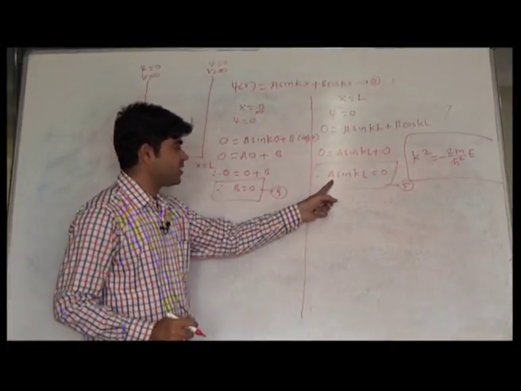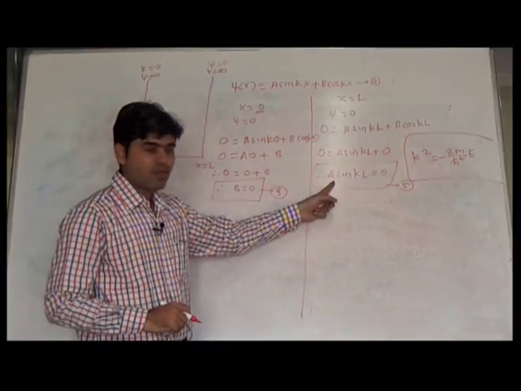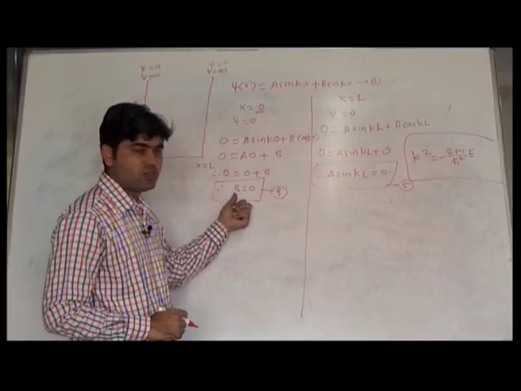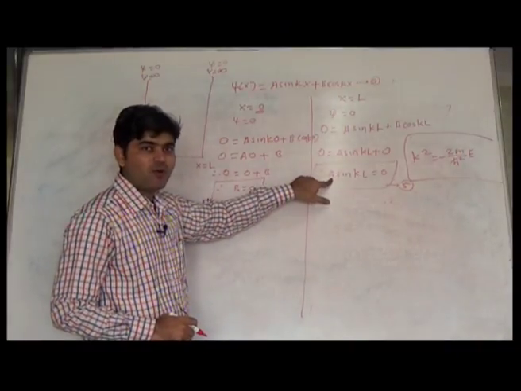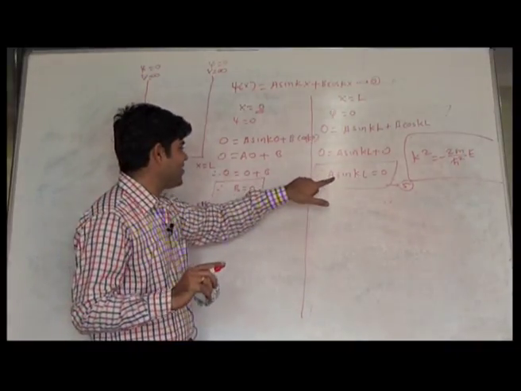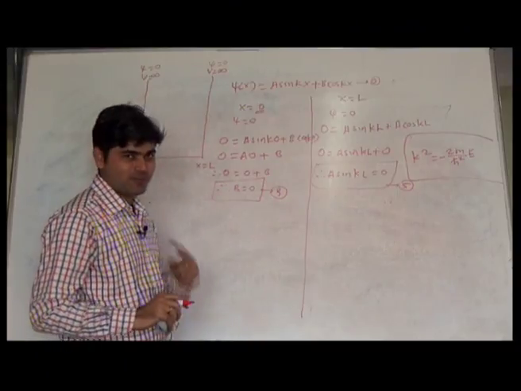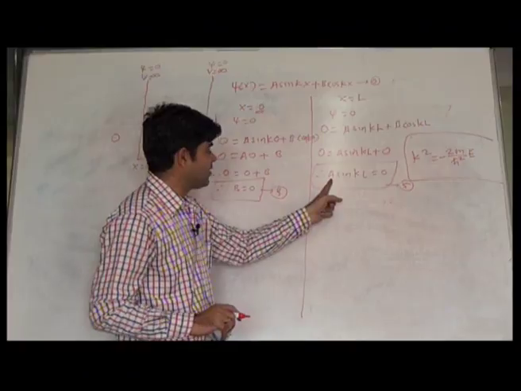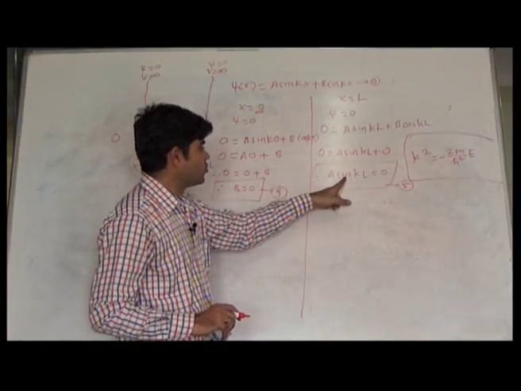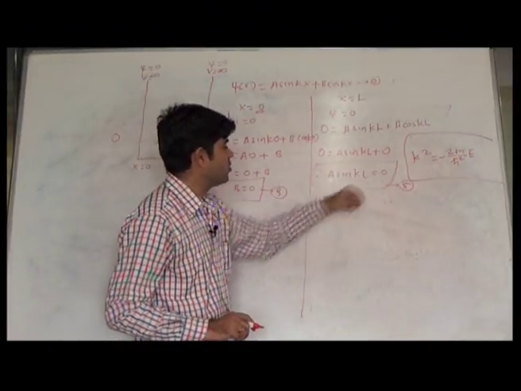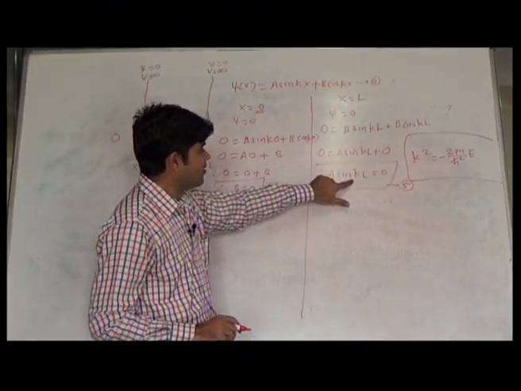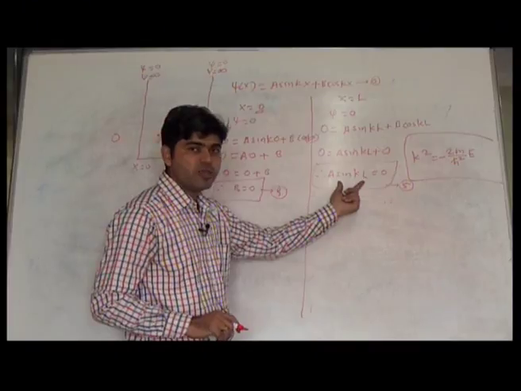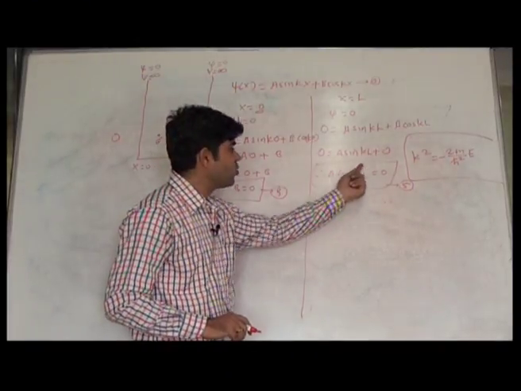See, in this equation A is a constant. As per our discussion, A and B are constants. If B is equal to 0, then A is not equal to 0. Means in this equation A is not 0. So which term is 0? Sin KL is equal to 0. Here K is not 0, L is not 0, so the whole sine must be 0.